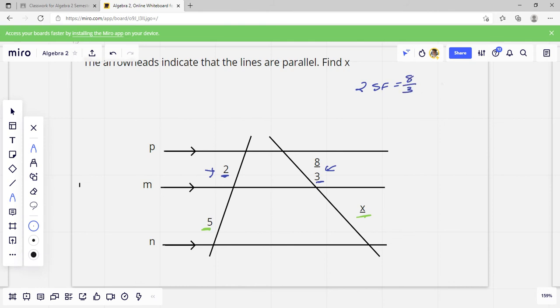Now we have to find the scale factor. So we're going to divide by 2. It's really 2 over 1, so we just flip it and multiply. We get 8 over 6, which would reduce to 4 over 3. Okay, there's another way to do that, shorter and simpler.